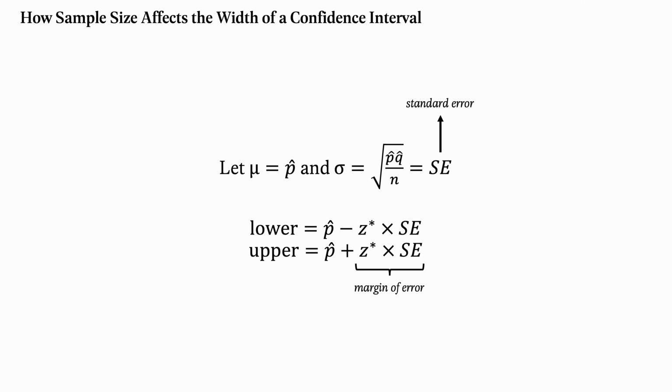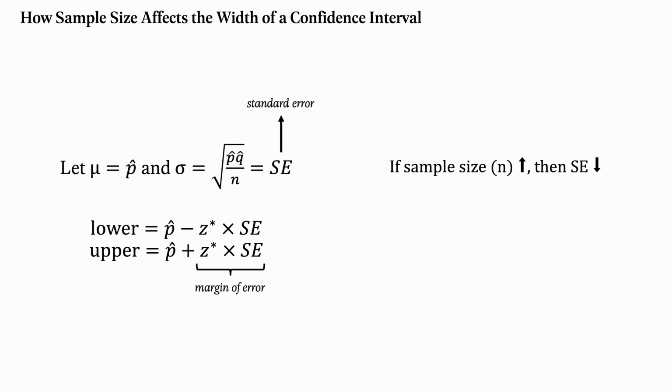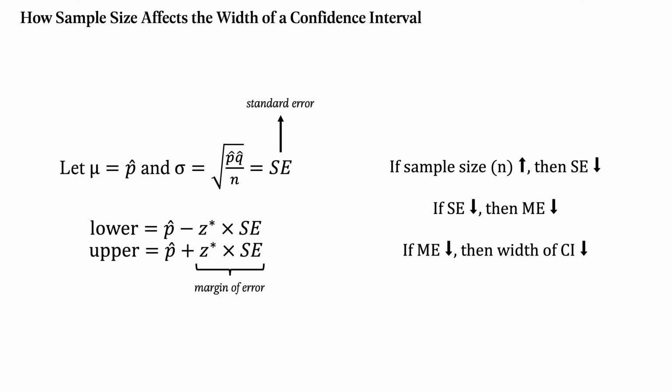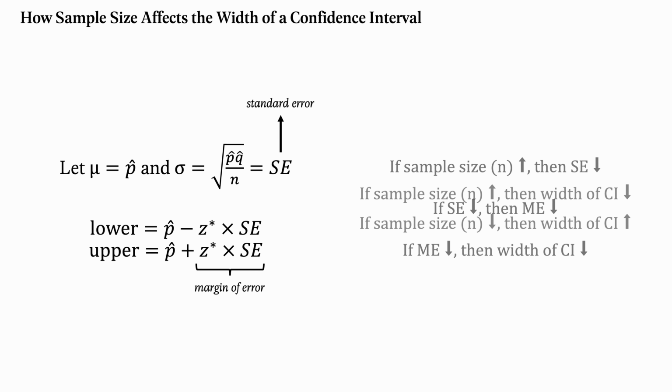Now take a moment to predict how the sample size would affect the width of the confidence interval. Starting off, we can see that if we increase the sample size, then we decrease the standard error. This occurs because the sample size, little n, is in the denominator of the fraction. And if our standard error decreases, then our margin of error is smaller. Lastly, if we have a smaller margin of error, then we have a narrower confidence interval.